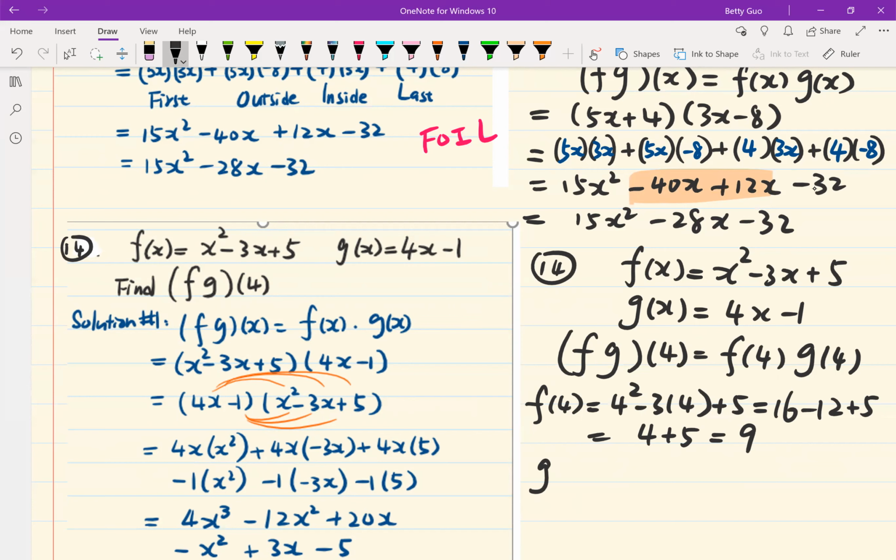G of 4. Plug in x equals 4. 4 times 4 minus 1. 4 times 4 is 16. Minus 1, 15.